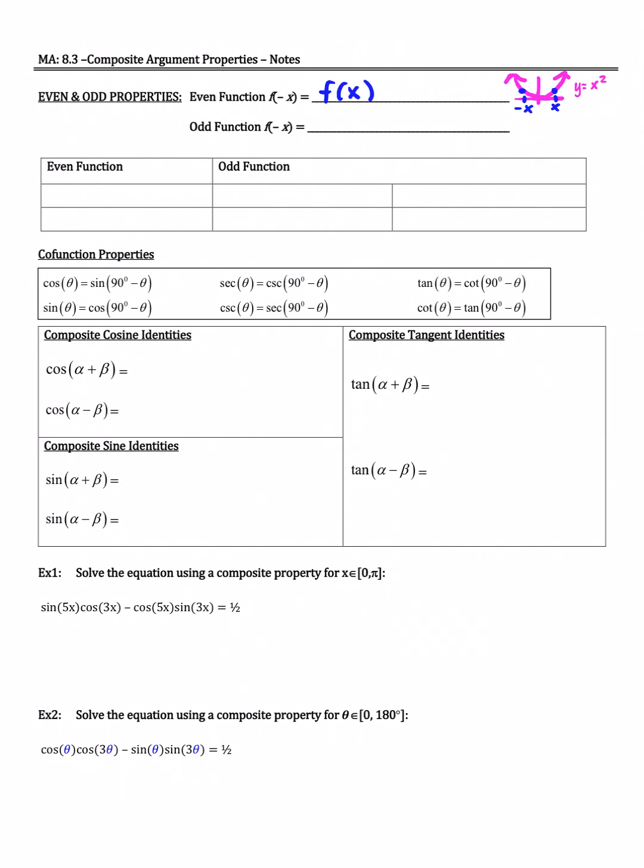That's an even function. An odd function would be like y equals, say, x cubed. So with a function like this, any value of negative x is going to have the same y value but opposite sign, so negative f of x. They have opposite signs on the y value.